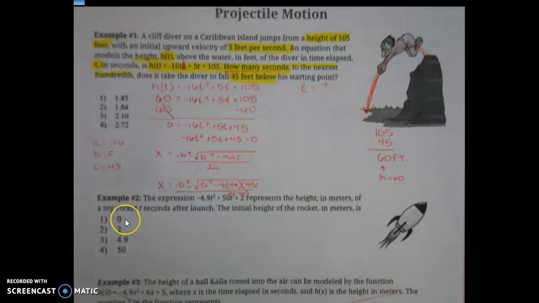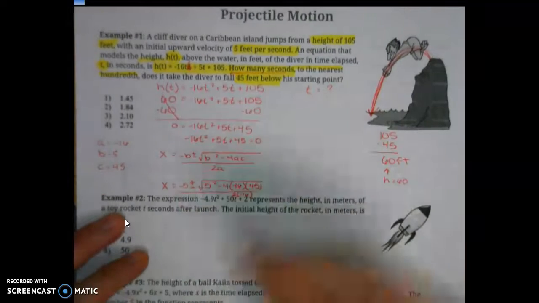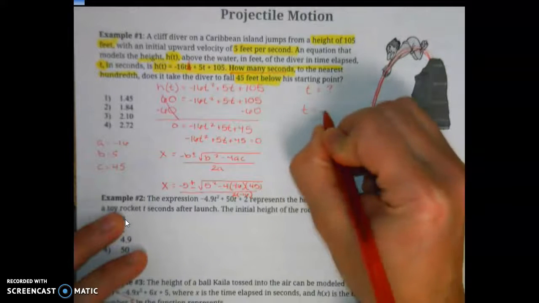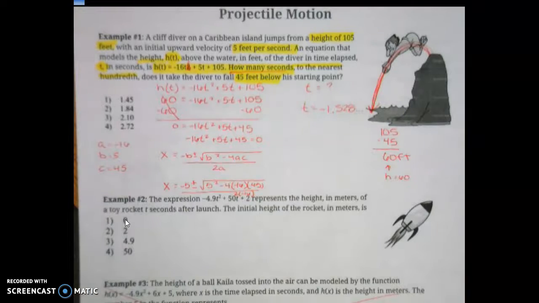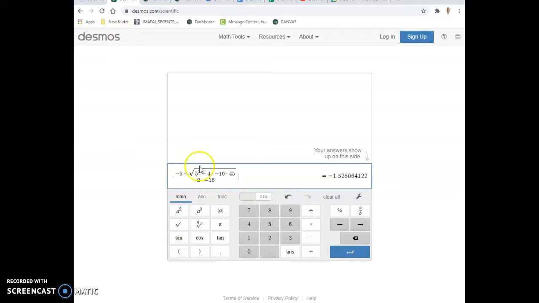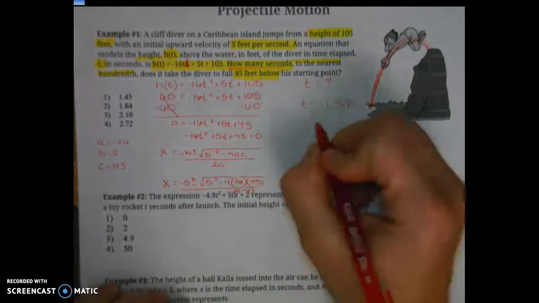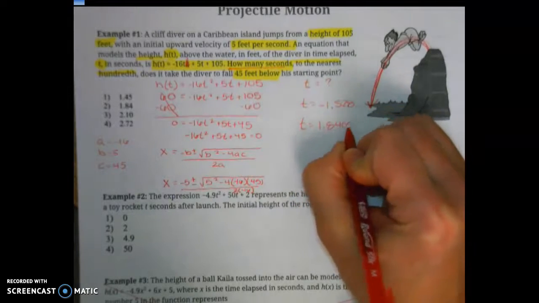So I'm going to just write that here as one of my x values, but it's really a t value. I wrote x. So t equals negative 1.528 dot, dot, dot. Okay. Now I still have to do the same thing with a minus sign, so let me go back to Desmos. And the nice thing is I can just highlight that and change it to a minus, and it will give me the other one, 1.8405, blah, blah, blah. All right, so let me write that down. T equals 1.8405, dot, dot, dot.